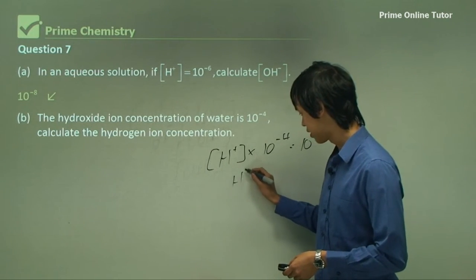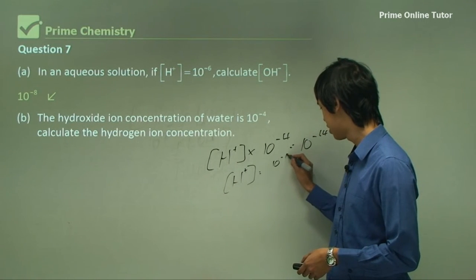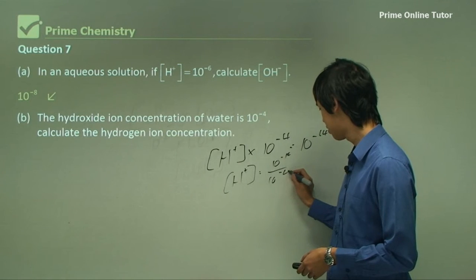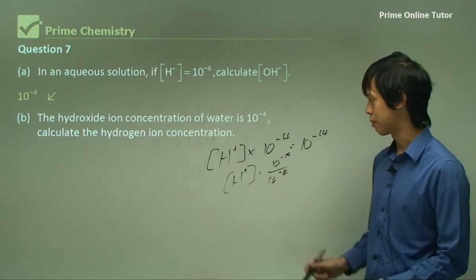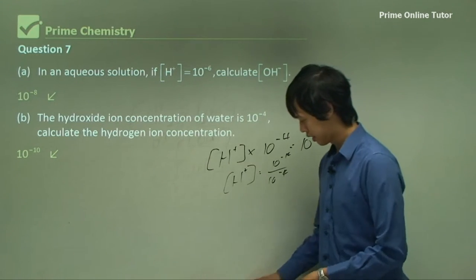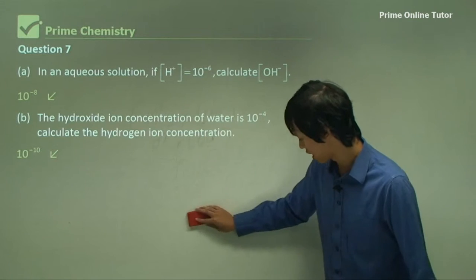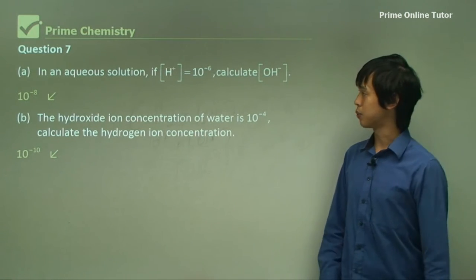So H plus concentration is 10 to the minus 14 over 10 to the minus 4, which is just 10 to the minus 10, which is your answer. Okay. So very simple calculations. All you need is to know how to divide, and then you're sweet.